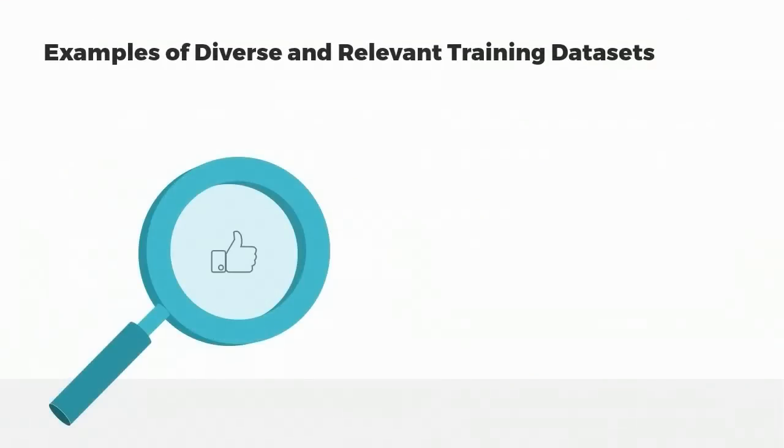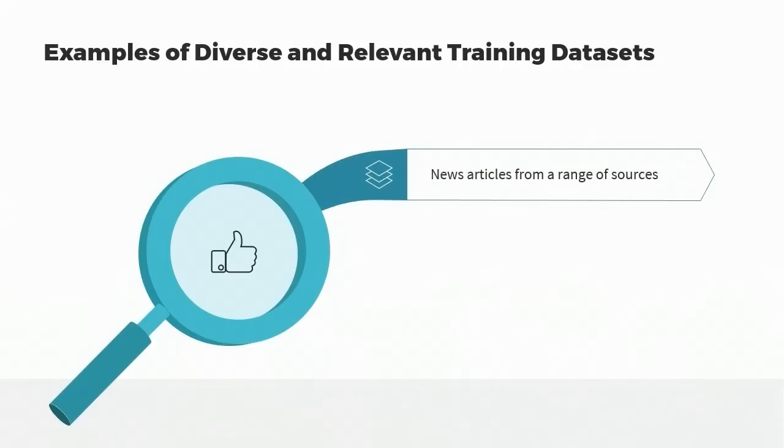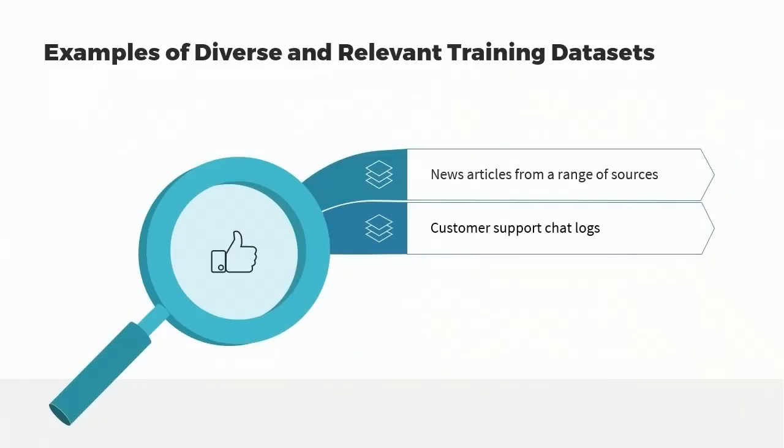Next, let's explore some examples of diverse and relevant datasets that could be used to fine-tune a model. An inclusive and diverse training dataset could include news articles from a broad range of sources, covering an array of topics such as politics, sports, arts, and entertainment. The dataset could contain customer support chat logs, which can provide diverse examples of actual customer inquiries and responses from support agents related to the sales experience.